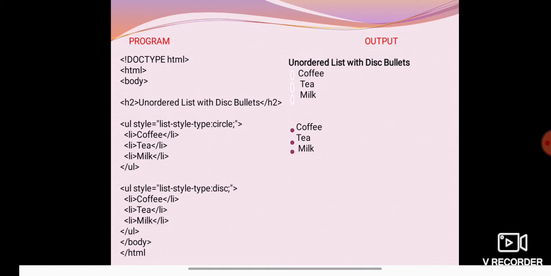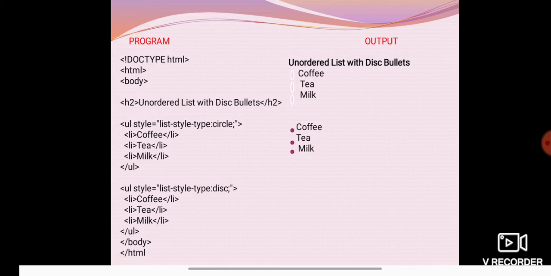Here we see which tag is used to start an unordered list: the UL tag. UL style equals list-style-type. Which type? Circle type. Next is the li tag. What is the use of the li tag? The li tag is used to display list items. How many list items you are displaying is here.